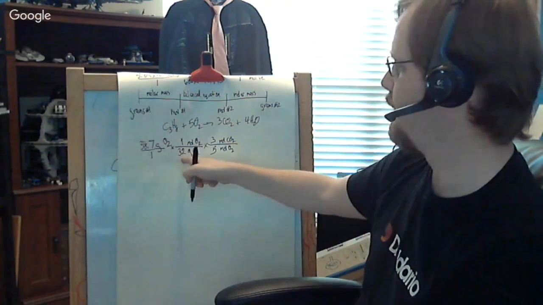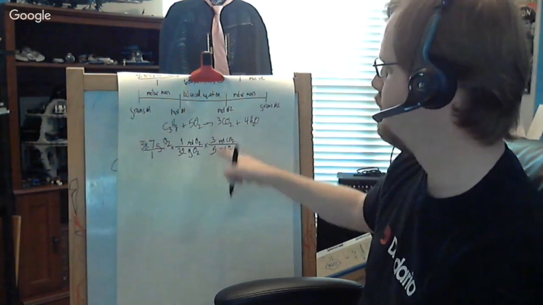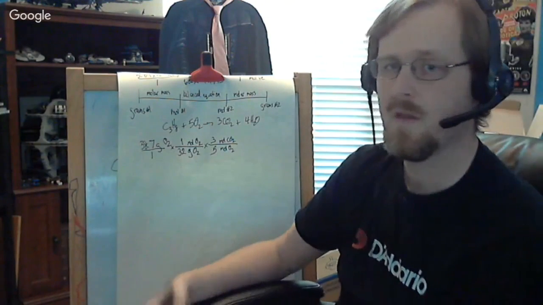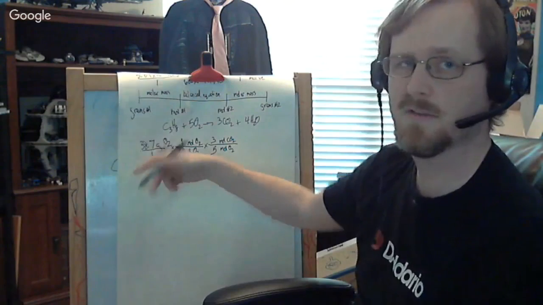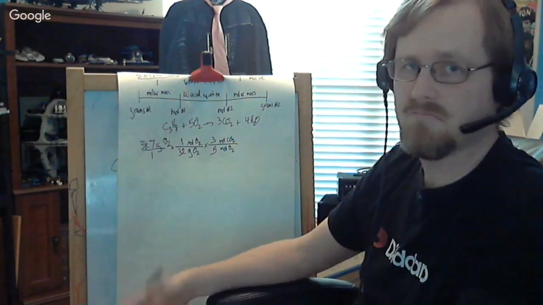Then when I actually go and do the calculation, 38.7 divided by 32 times 3 divided by 5. And how many sig figs should I have? Well, my original number here has 3 sig figs, so I'm going to have 3 sig figs.